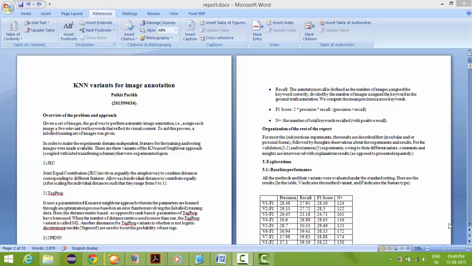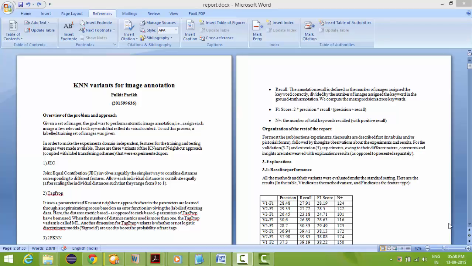In this assignment, k nearest neighbor variants were explored for image annotation. In order to make the experiments domain independent, features for the training and testing images were made available. There are three variants of KNN that were explored: JEC, TagProp, and 2PKNN.